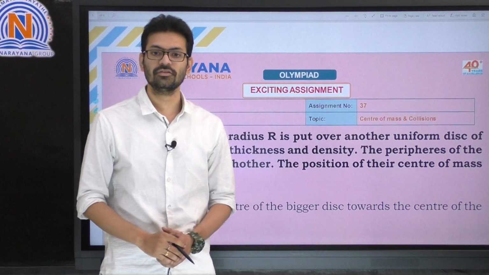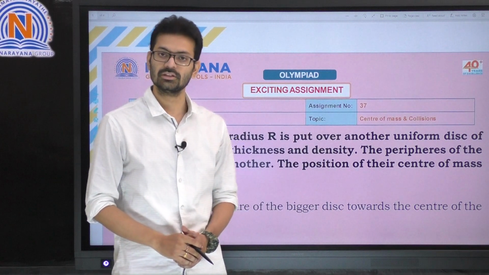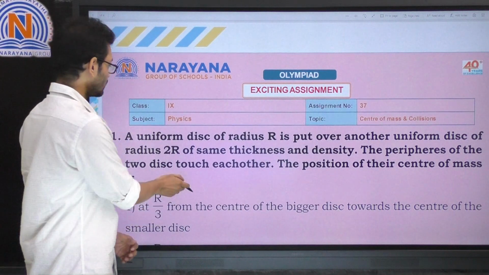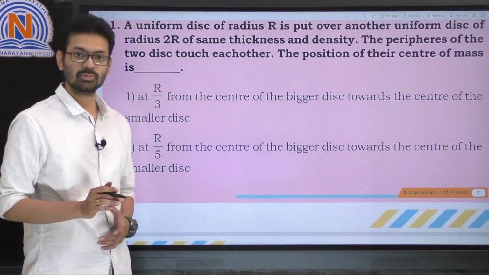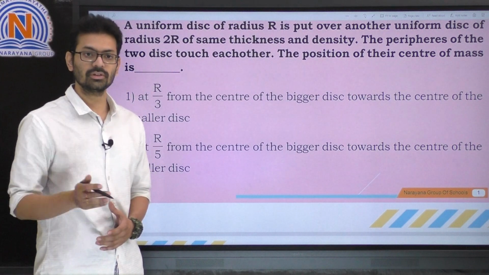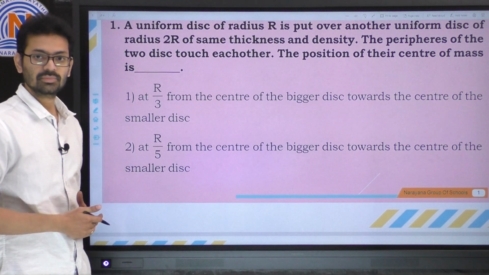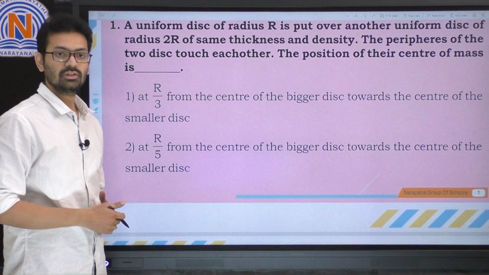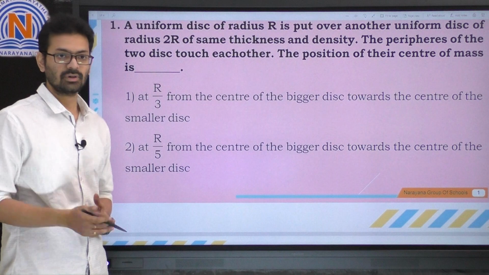Today I am in front of you all to discuss assignment number 37, which is from the topic center of mass and collisions. Now from this topic, let us go with the first question. The first question which is given to you is, a uniform disk of radius r is put on another uniform disk of radius 2r of same thickness and density. Perhaps the peripheries of the two disks touch each other. The position of their center of mass is.